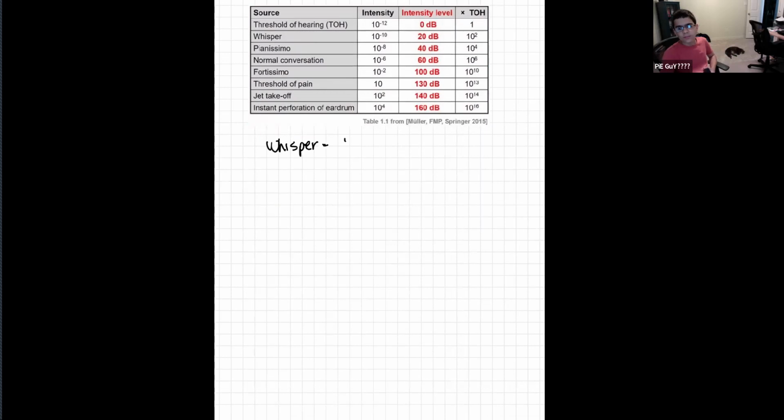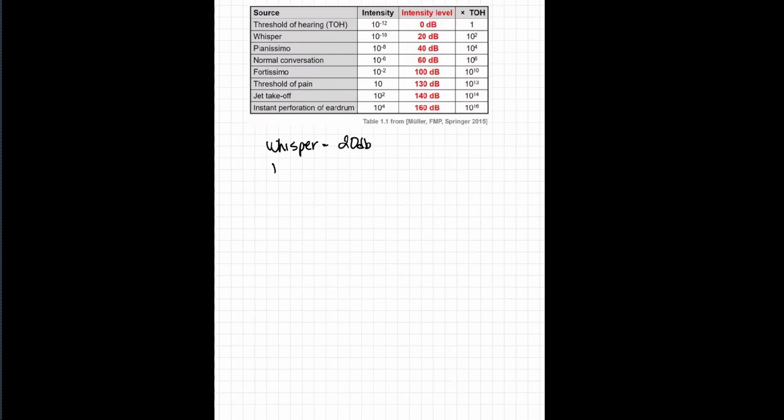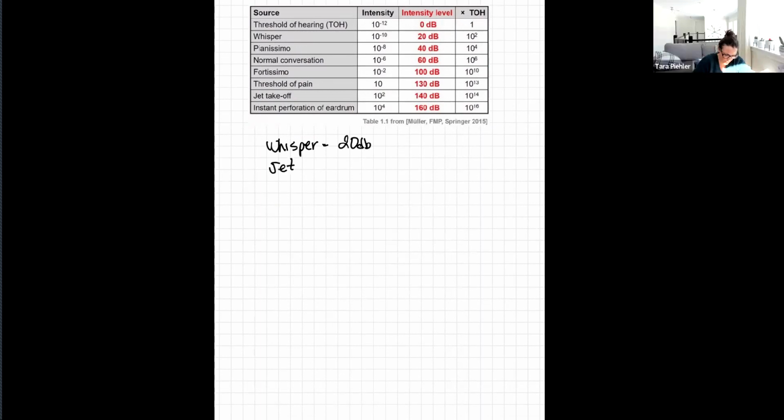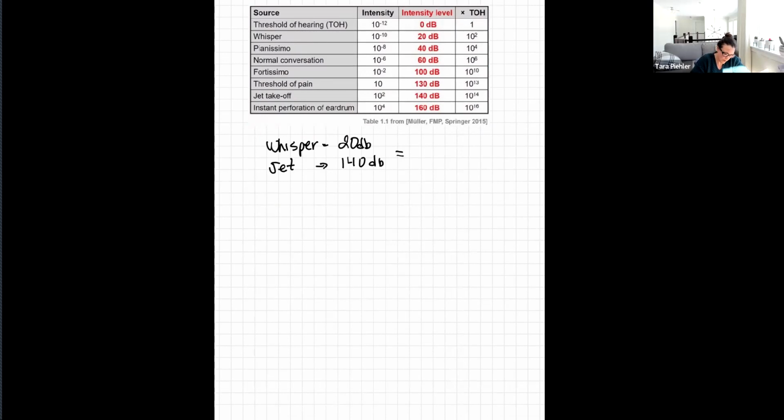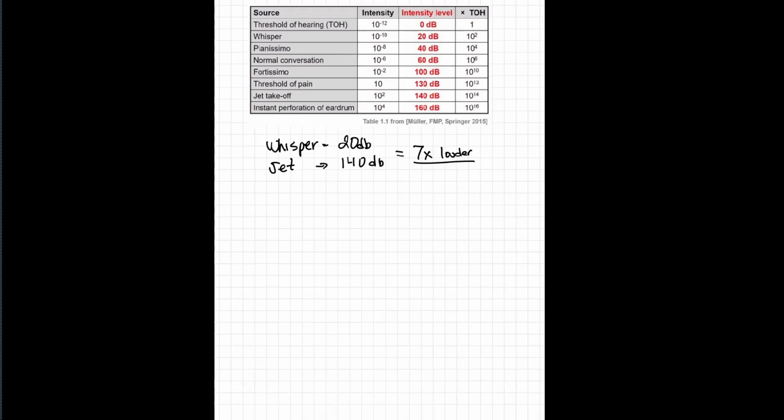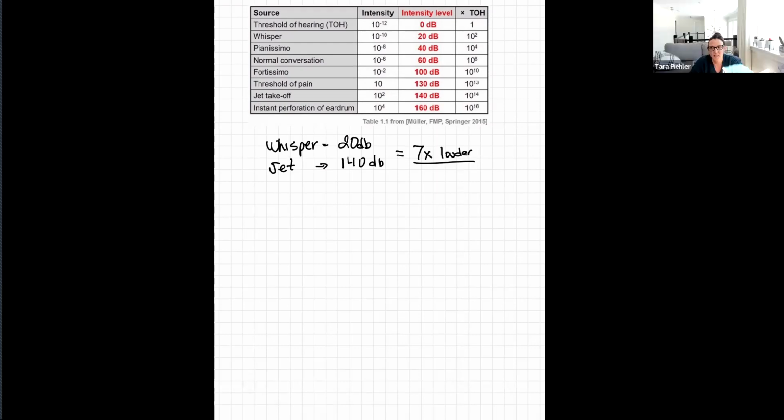All right, what about a jet? How many decibels is a jet? 140 decibels. That's the kind of stuff that hurts your ears. So if I didn't know math really well, I'd go, a jet is 7 times louder than a whisper. Am I correct? No. Why am I not correct?